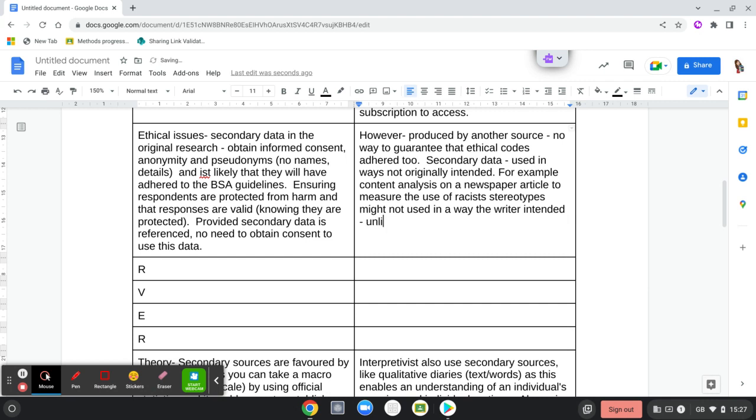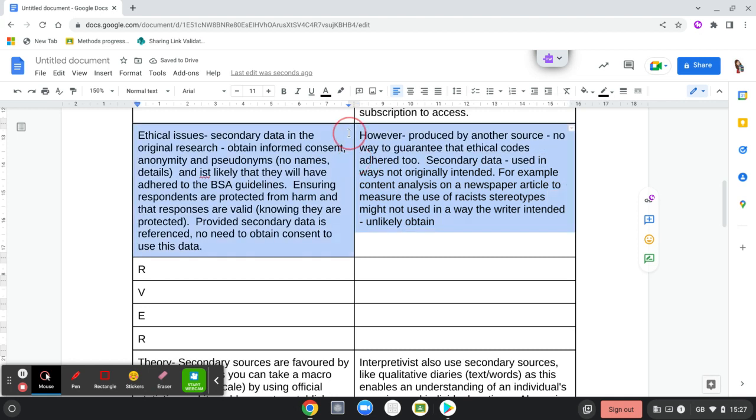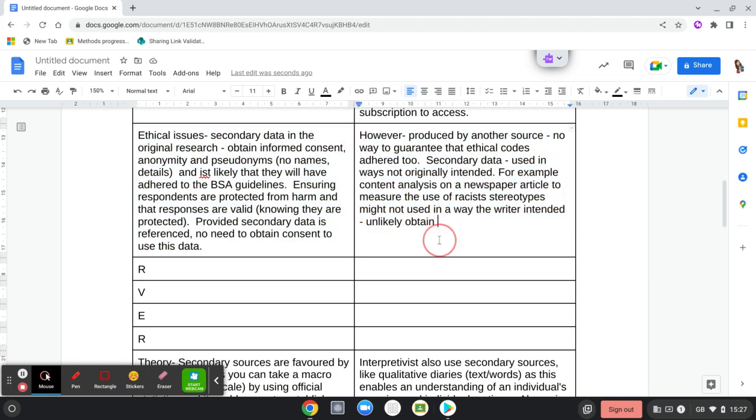And it's unlikely that you will have obtained consent. When you do content analysis, you just count the number of words used, but you don't obtain consent from the person who wrote it because it's a public document. Okay, so Rec and Gen.